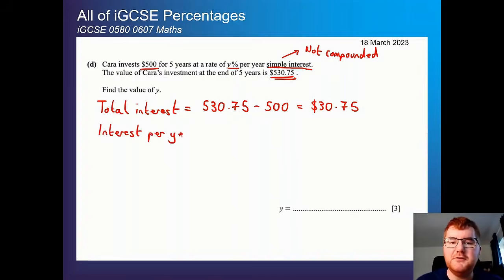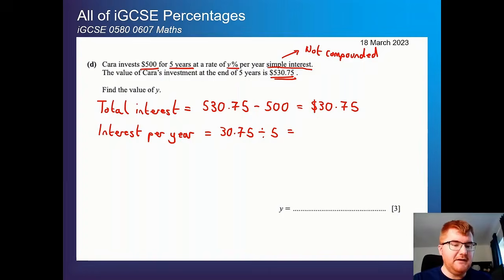And then we want to look at the interest that Kaga makes per year. Well, how many years was this investment for? This was for 5 years. So we take our answer and we're going to divide it by 5 to work out how much interest she made in a particular year. So 30.75 divided by 5, and we get $6.15.